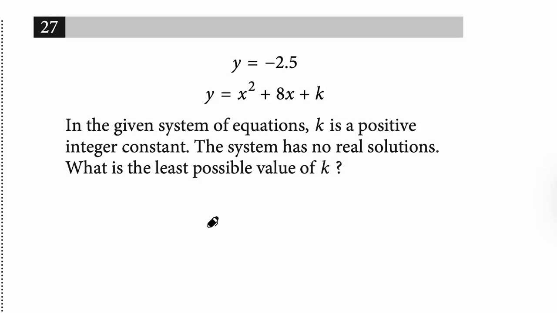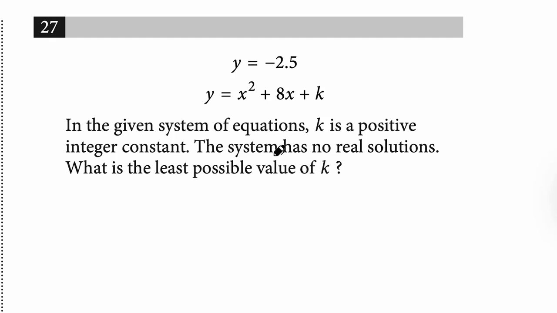Question 27, bundle 7, module 2. y = -2.5, y = x² + 8x + k. In the given system of equations, k is a positive integer constant. Okay, noted. The system has no real solutions. Again noted. What is the least possible value of k?